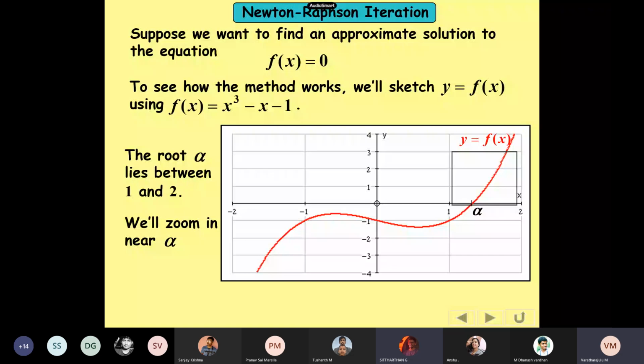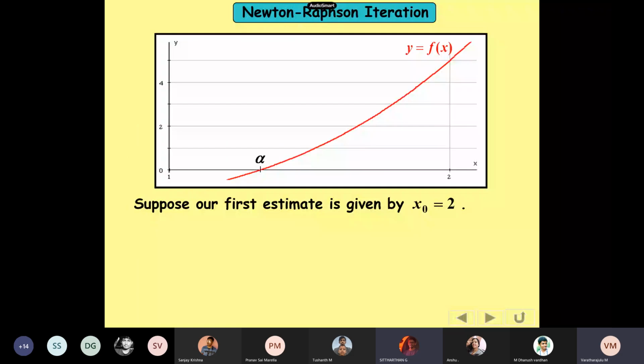So the slide is not updated still? No, sir, I'm not seeing that alpha. Yes. Now? It is visible, sir. Alpha in the graph, yes. Alpha lies between 1 and 2. It is visible. See, now check whether it is visible. Yes, sir. Now yes.